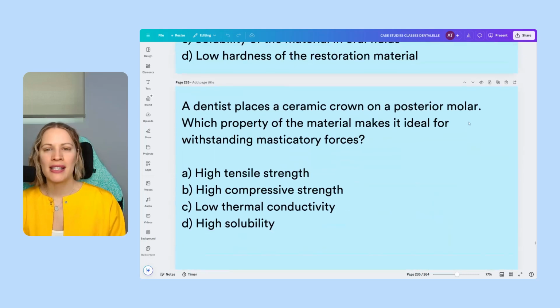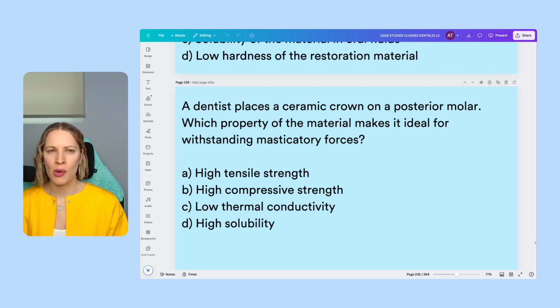Now, a dentist places a ceramic crown on a posterior molar. Which property of the material makes it ideal for withstanding masticatory forces? A ceramic crown isn't the strongest crown out there, but he placed it on a posterior molar, so there must have been a reason. You can still do it. But what property of this ceramic material makes it ideal to withstand those heavier forces?